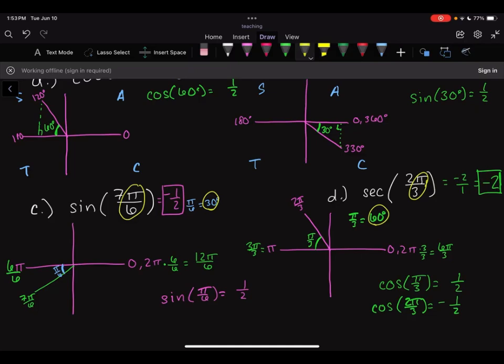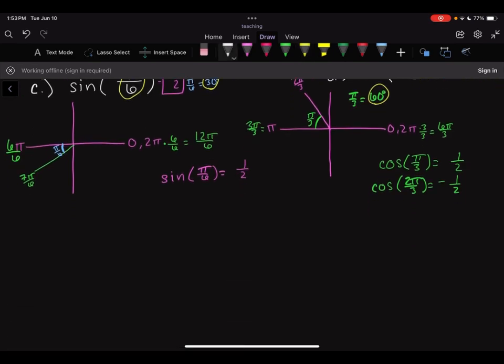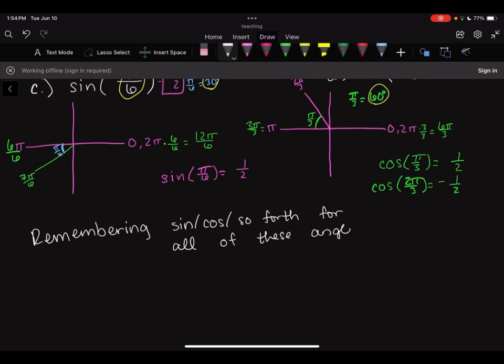Okay, so I do want to show you one more thing. I want to show you an easier way than remembering the triangles to remember which ones are which. So this is a table. This is remembering sine, cosine, and so forth for all of these angles. So here's a little trick that can maybe help you.